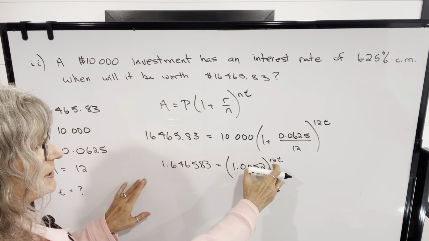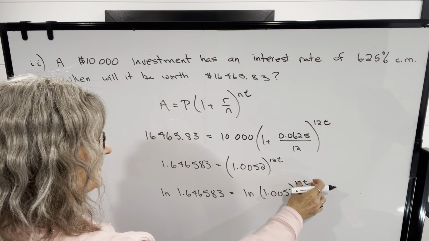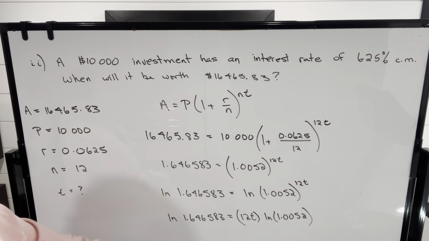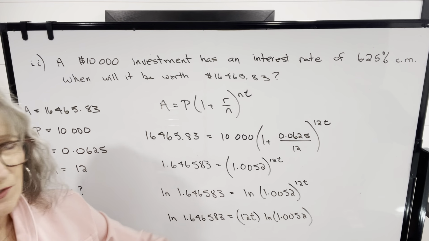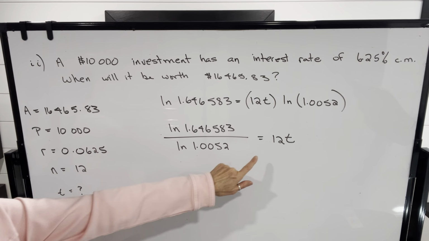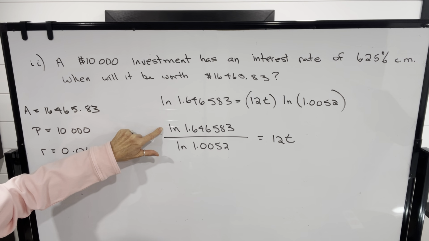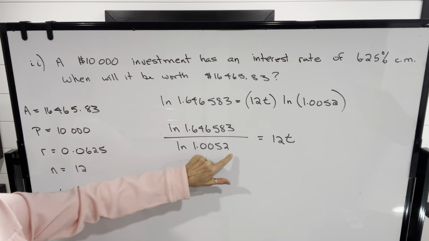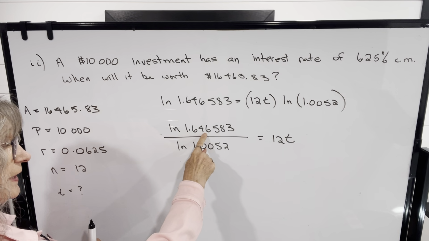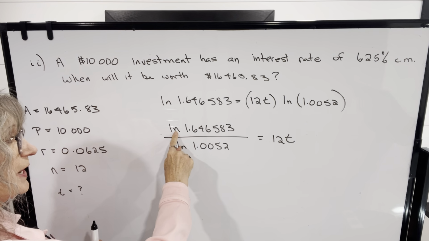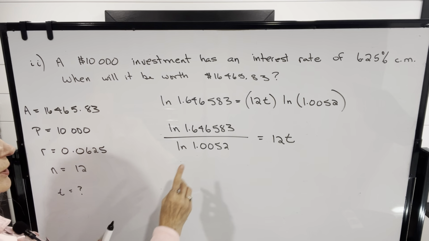Now to solve this, I'm going to take the natural log of both sides, and I'm going to use my property of logs that allows me to bring the 12t in front. My next step is to isolate 12t, and I do that by dividing both sides by natural log of 1.0052. So I will get 12t equals natural log of 1.646583 divided by natural log of 1.0052. So on my calculator, I'm going to go this value, press natural log, divide by, recall this from the memory, so recall 1, natural log, equals.